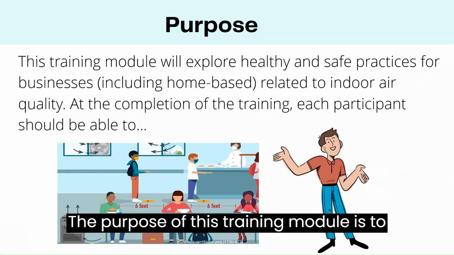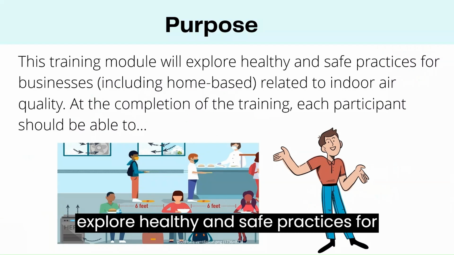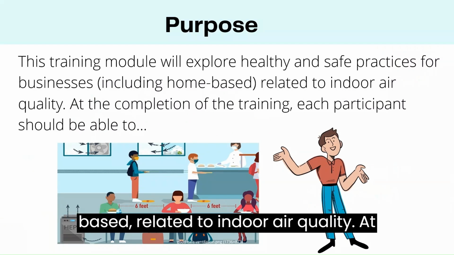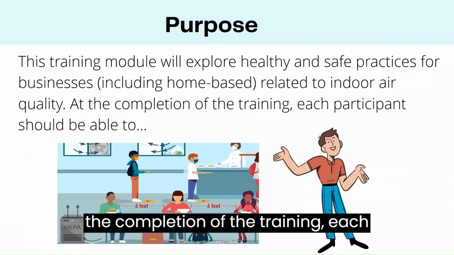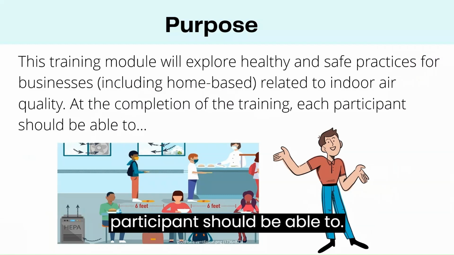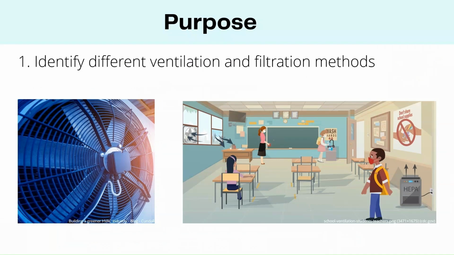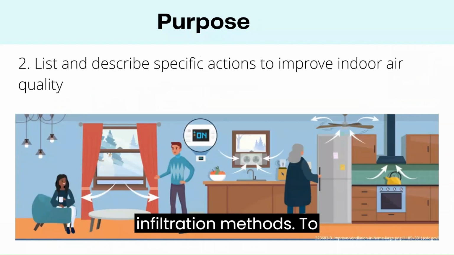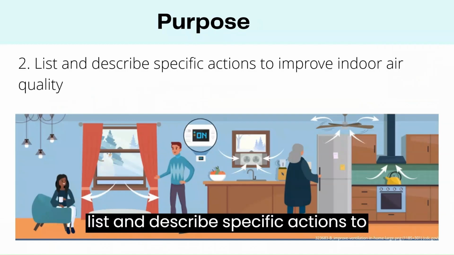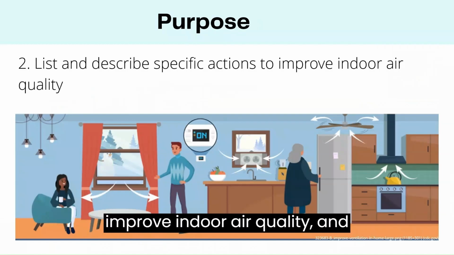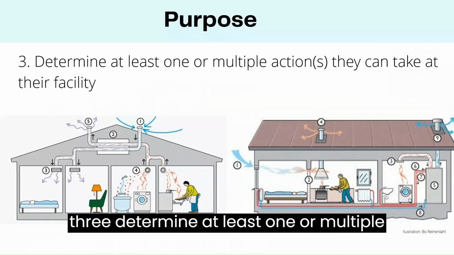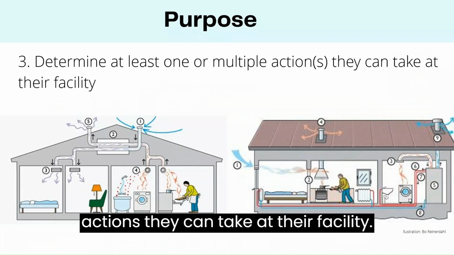The purpose of this training module is to explore healthy and safe practices for businesses, including those that are home based, related to indoor air quality. At the completion of the training, each participant should be able to: 1. Identify different ventilation and filtration methods, 2. List and describe specific actions to improve indoor air quality, and 3. Determine at least one or multiple actions they can take at their facility.